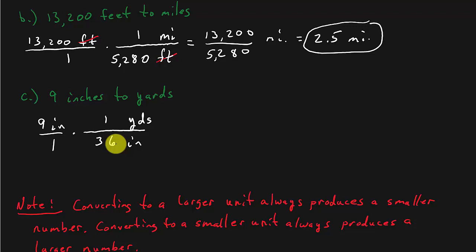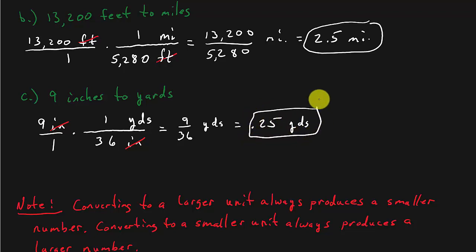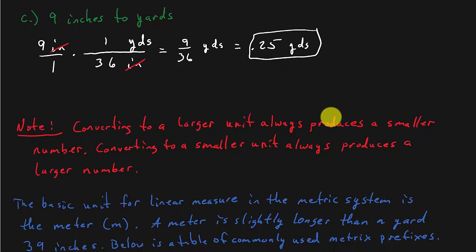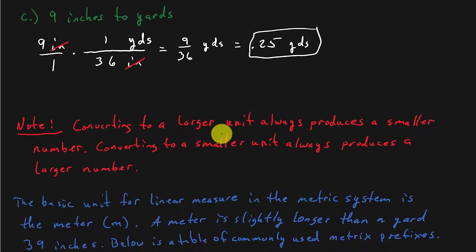Okay. And so this is going to give me what? The inches cancel. So I'm left with 9 over 36 yards. And so that's what? 0.25 yards. And there's your answer. Okay. Now, let's just make a small note here. It says converting to a larger unit always produces a smaller number, and converting to a smaller unit always produces a larger number.